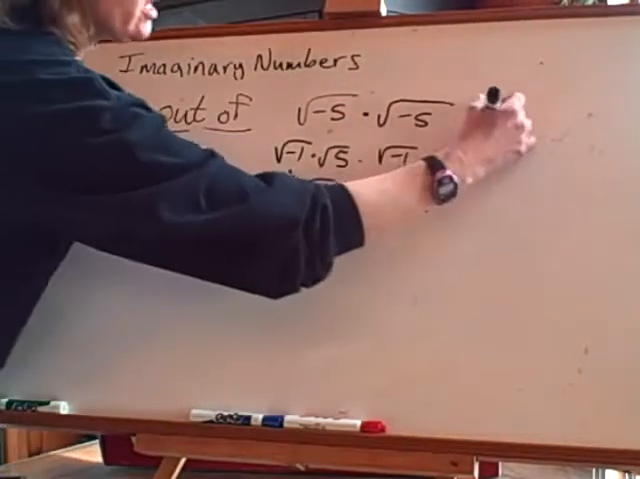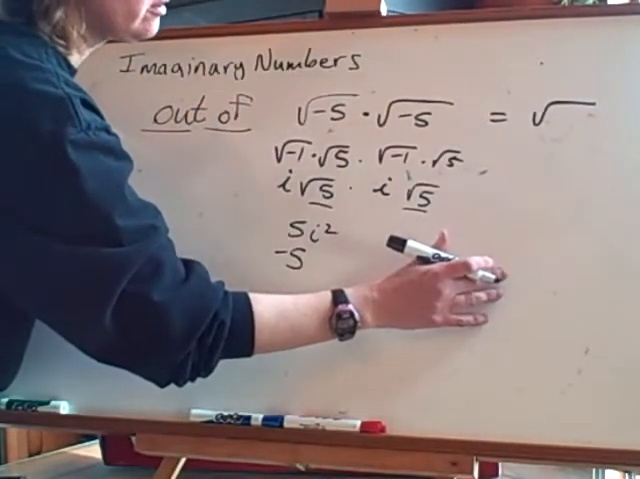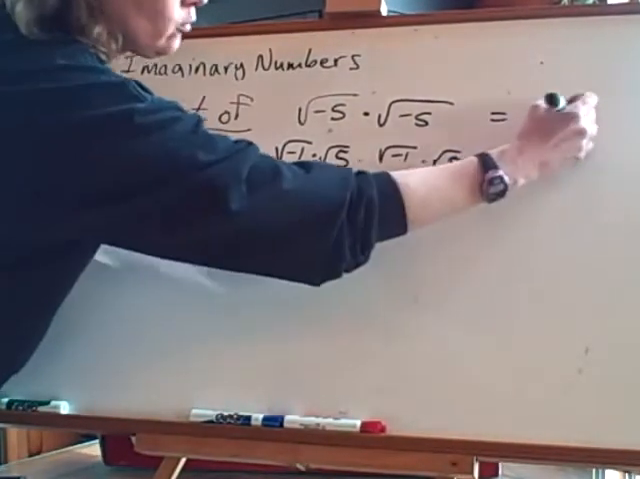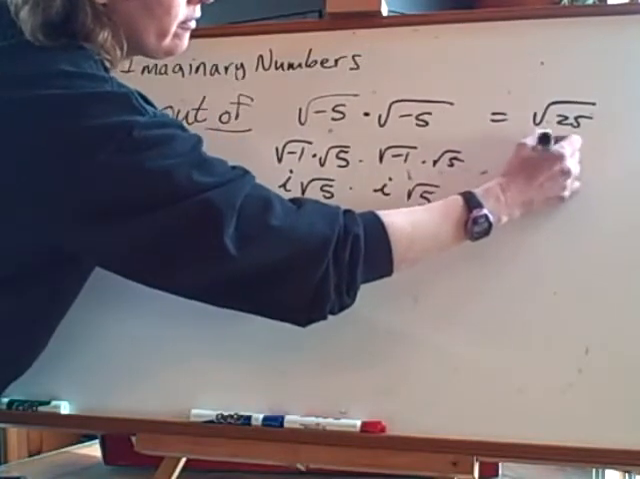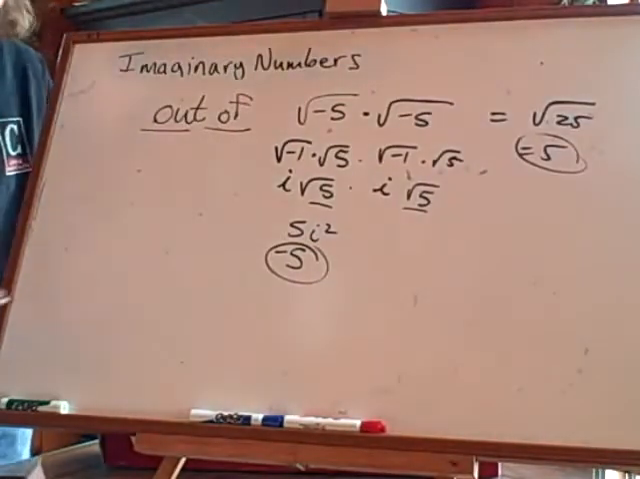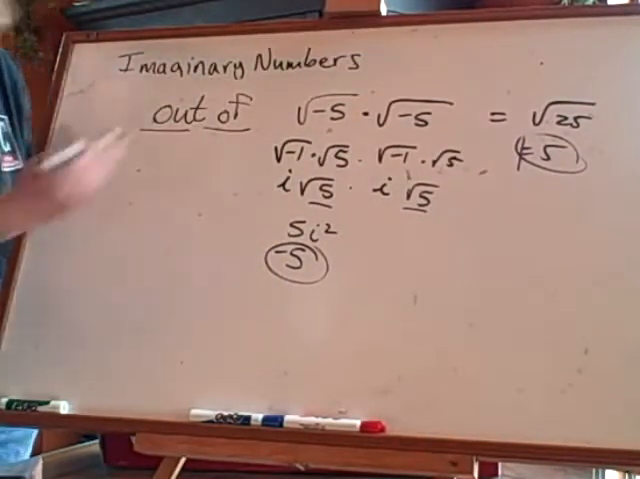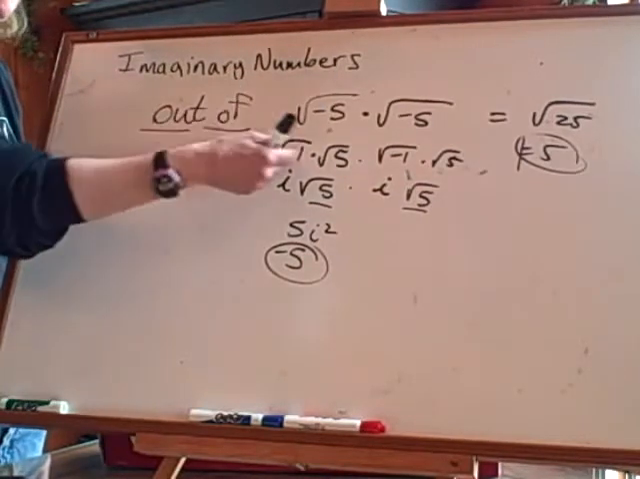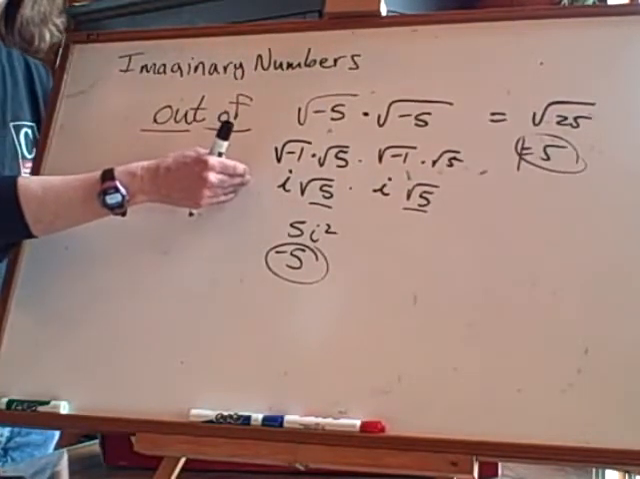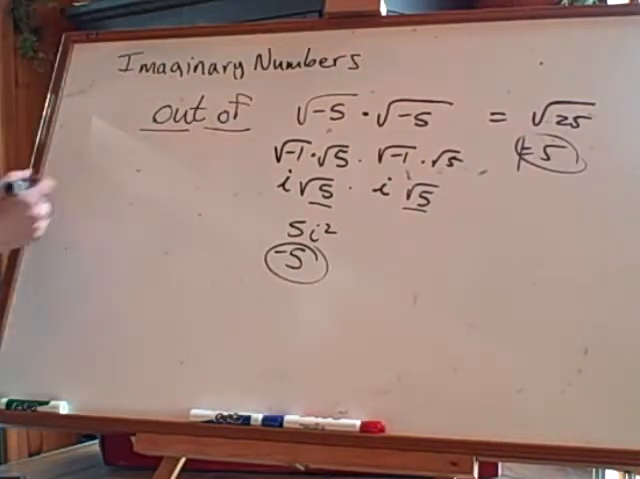If we hadn't pulled the i's out and we had just multiplied first, what's negative 5 times negative 5? That'd be 25. What's the square root of 25? 5, right? Does 5 equal negative 5? No, it doesn't. So the rule is, whenever you have a square root of a negative number, you've got to pull that negative out in the form of an i first if you're going to get the right answer. Okay?